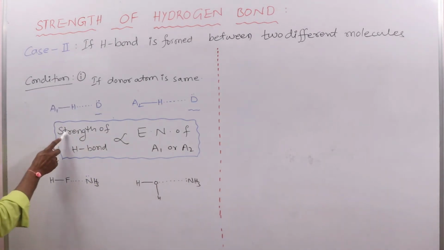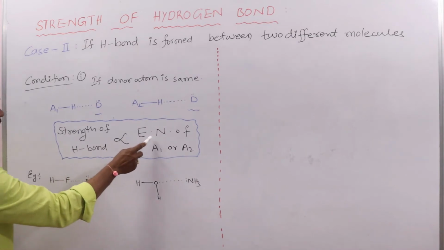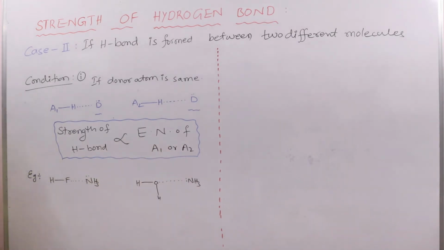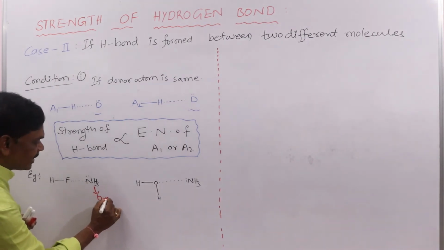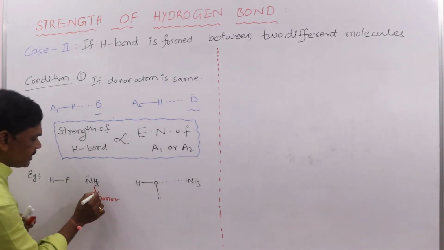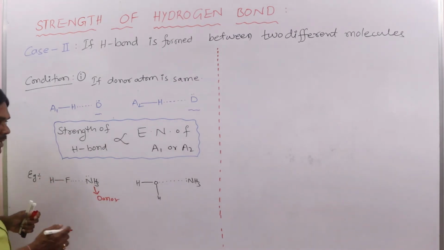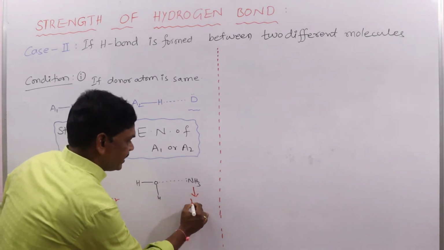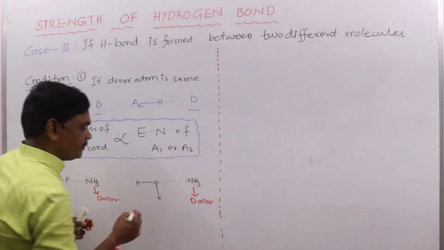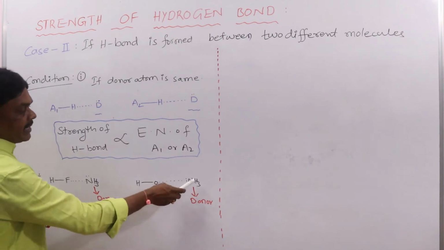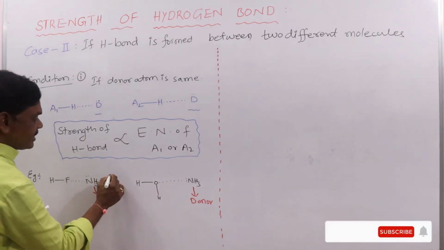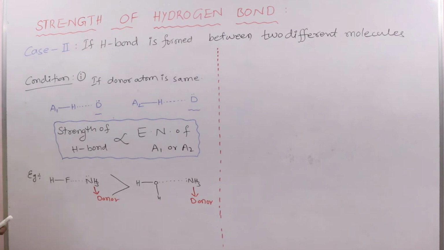So now the strength of hydrogen bond is directly proportional to the electronegativity of the atom. Here, ammonia is a donor atom. Okay? So this ammonia is a donor atom. Here also, ammonia is a donor atom. So now, which one's strength is more? The strength of HF–ammonia and water–ammonia. So now this is greater than this.